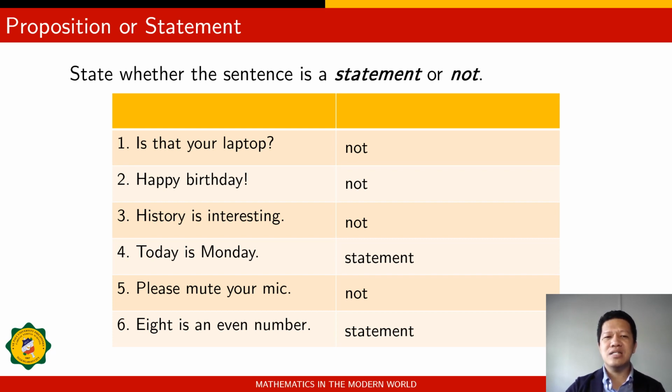As you can see, number one, two, three, and five are not declarative sentences. Four and six are declarative sentences. Even if some or one of these is not true, it's false, it can also be considered as a statement because a statement in logic should be a declarative sentence and it can be identified or classified as true or as false.